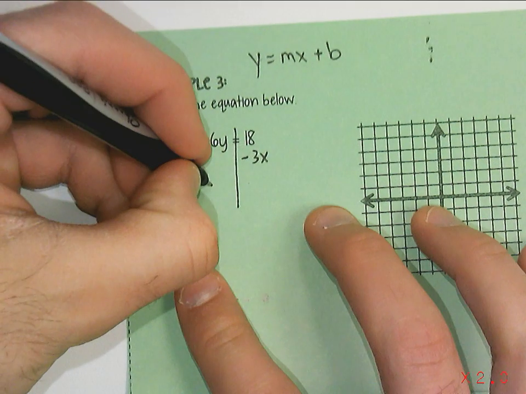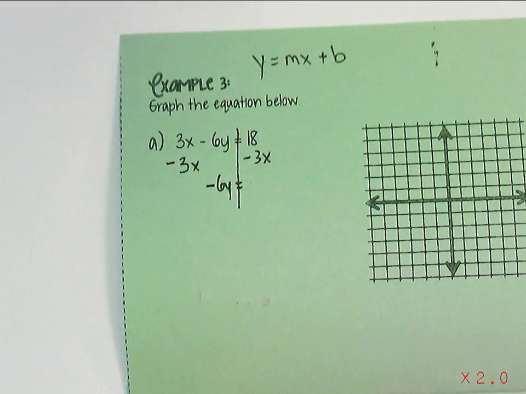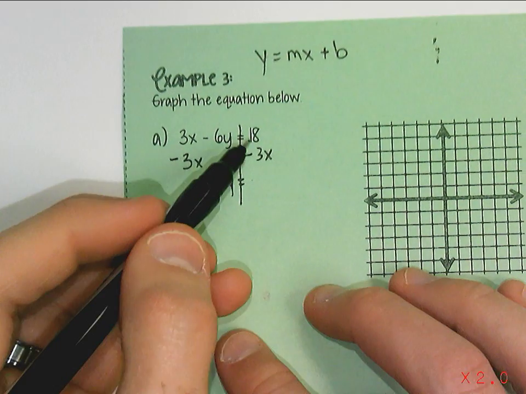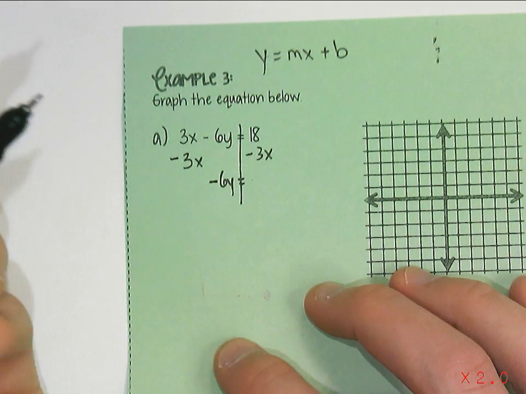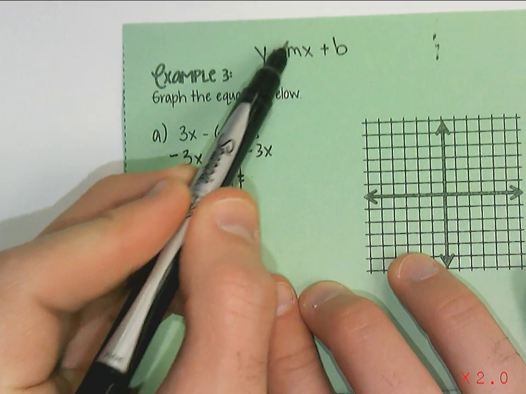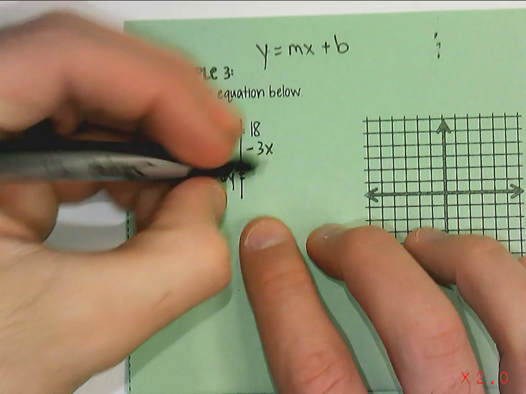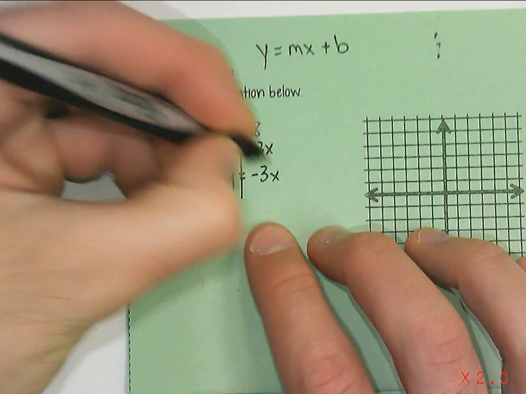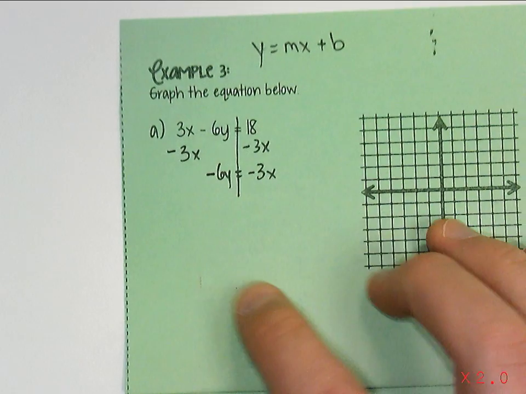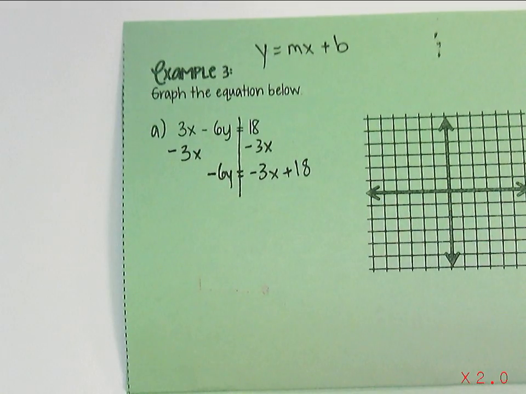So on the left side, I'm going to have negative 6y, and that's going to be equal to, well, we can't combine 18 and negative 3x. They're not like terms. So I'm going to set this up just like the right-hand side of my slope-intercept form. The number next to x is going to come first, so that's negative 3x. And this is a positive 18, so I'm just going to add 18 here.